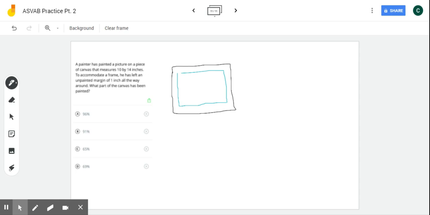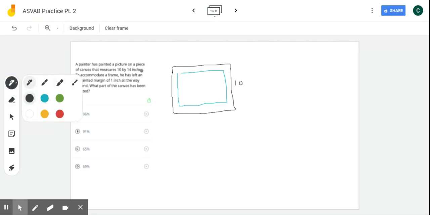All right, a canvas was painted. The canvas is 10 by 14, so I drew that in black. In blue is the portion that I drew to represent where the painter accommodated the margin. So it said that he had a 1-inch margin all the way around.